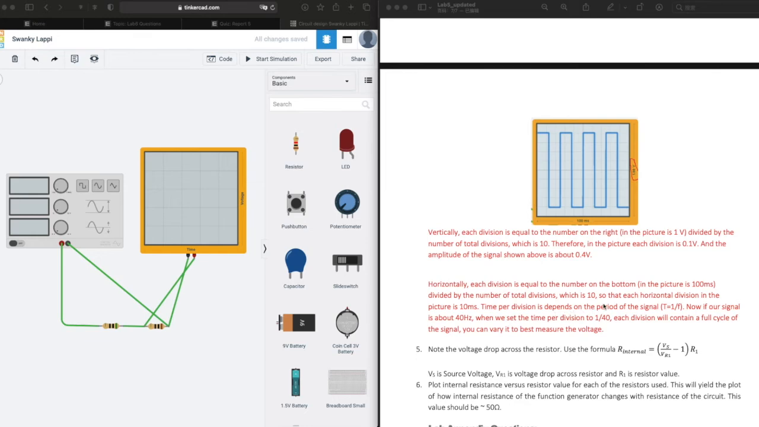The division setting depends on the period of the signal. And we already know the frequency of the signal. So the period of the signal is just 1 over the frequency. If our signal is about 40 Hertz, then if we set the time per division to 1 over 40, then each division, which means each square, will have a full cycle. So it will have a full cycle of the square wave in one division.